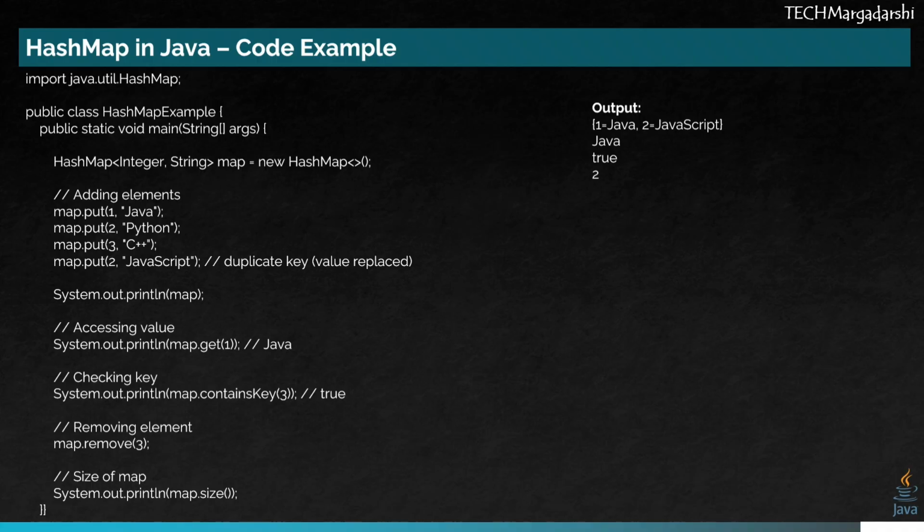Using the get method, we retrieve the value associated with a specific key. The containsKey method checks whether a key exists in the map. We then remove an element using the remove method. Finally, the size method returns the number of key value pairs present in the map. This example clearly shows how HashMap works with key value data and provides fast access using keys.